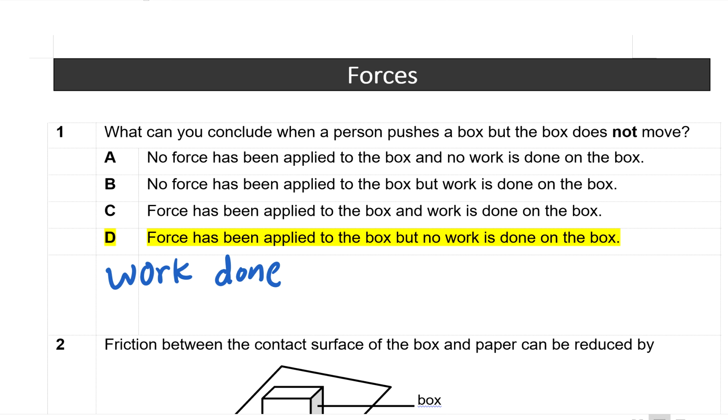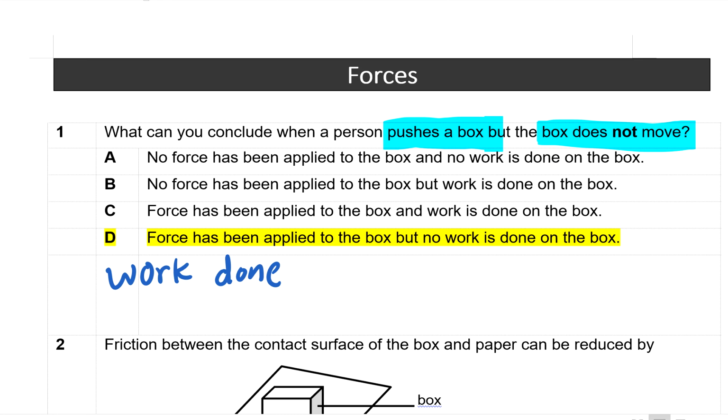Hello everyone, I'm going through the questions in the mid-year exam revision package, the questions under forces. So for question one says a person pushes a box, so there is a force applied, but the box did not move. So what is the impact on the work done?